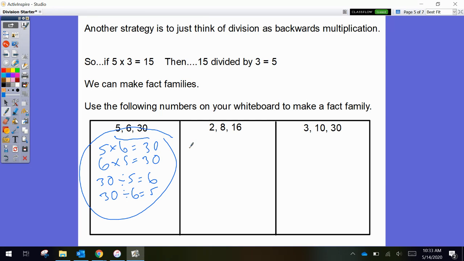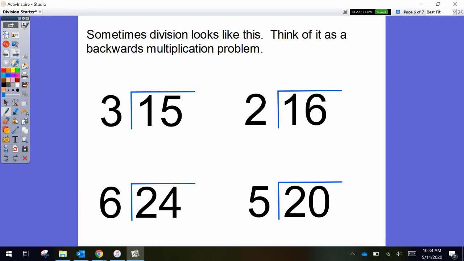2 times 8 is 16. Likewise, 8 times 2 is 16. So then we can say 16 divided by 2 equals 8. And 16 divided by 8 equals 2. All right, same idea. If you know it one way, you can flip it around and do it the other way. All right, finally, we sometimes look at it with this bracket.